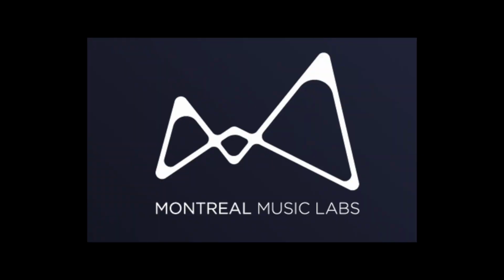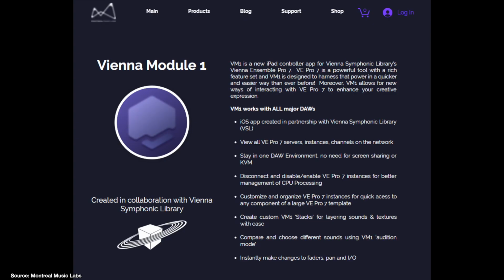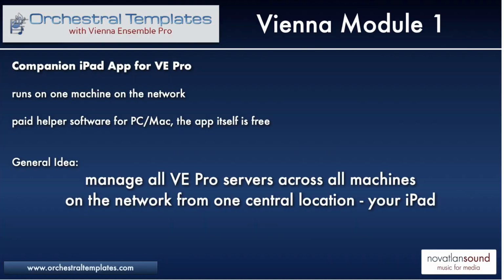VM1 is a standalone iPad app by Montreal Music Labs that acts as an overview and controller of all Vienna Ensemble Pro instances on your local network. The app itself is a free download from the App Store, but to use it you must purchase a license for the VM1 Helper companion software, which needs to run on one machine in your network. It does not need to run on all machines. Any one machine will be enough.